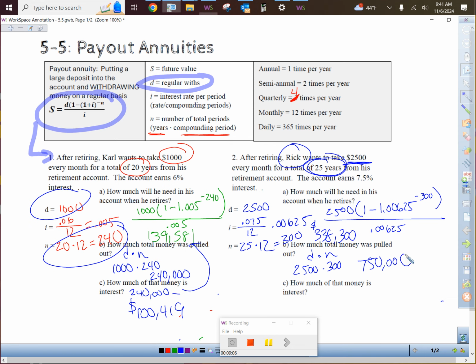$750,000. Because when he put his $338,000 in the bank, it sat in there for 25 years. But all he did was take a little bit out every month. He took $2,500 away, so he took a little out every time, right? But it was still a big chunk of money in there, earning interest all the time. So how much interest did he earn? This guy minus that guy.